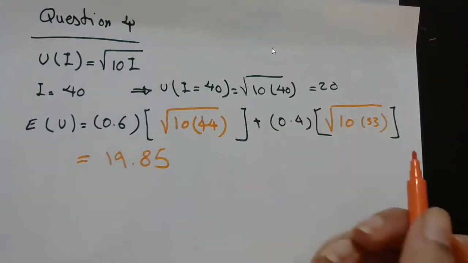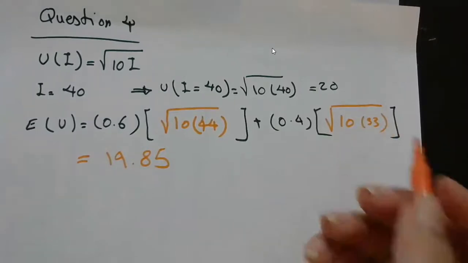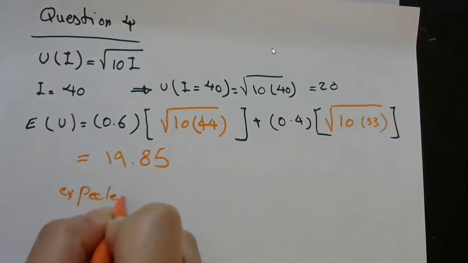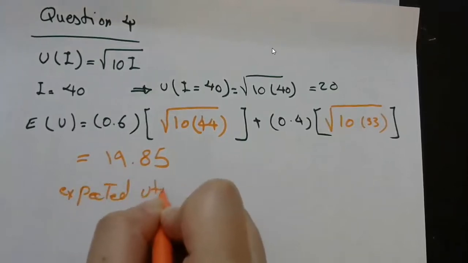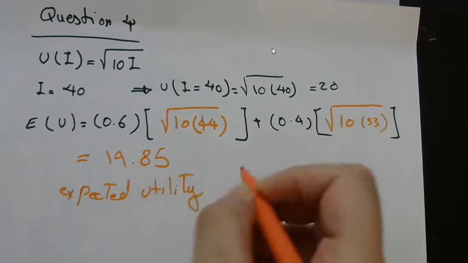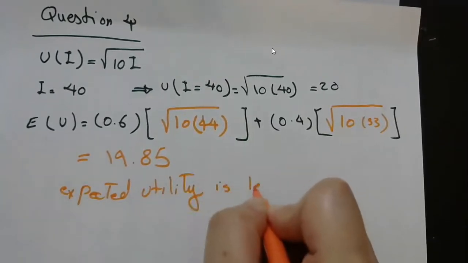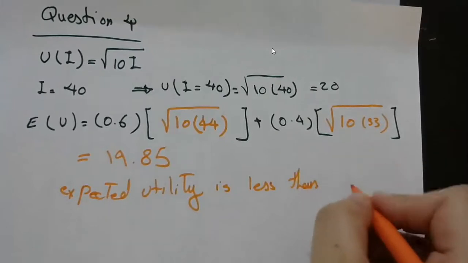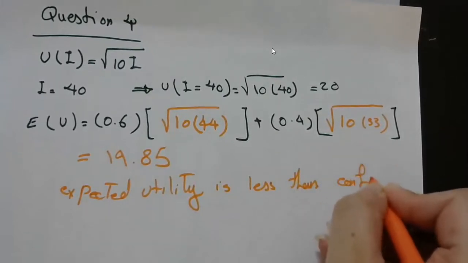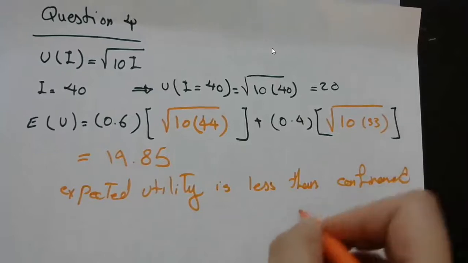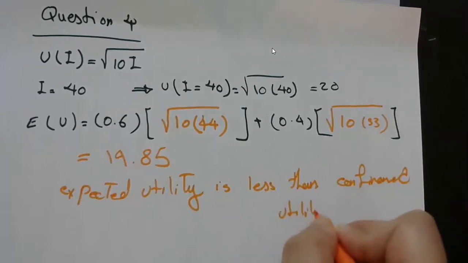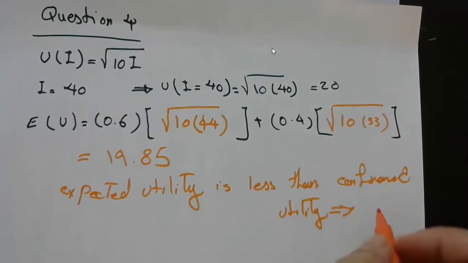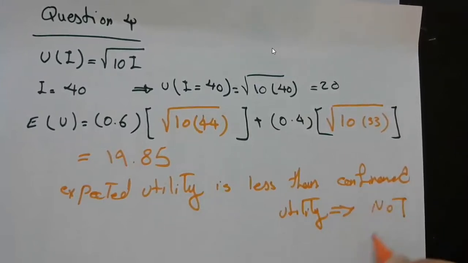So which one is more? The expected utility is less than the certain one. So that's why she should not take the job.